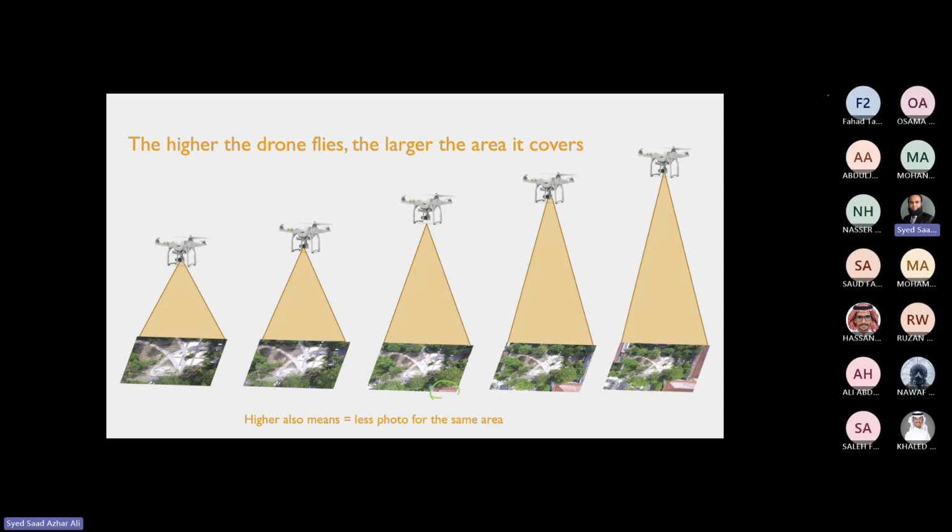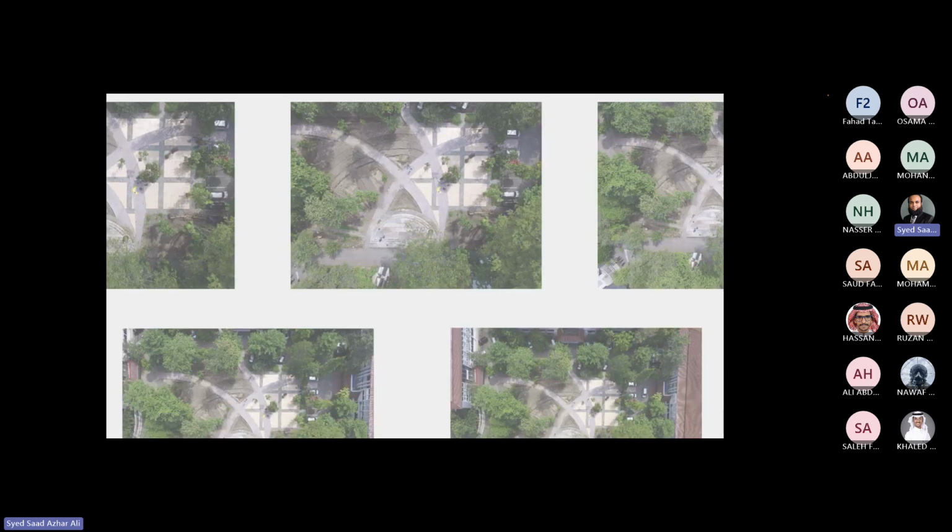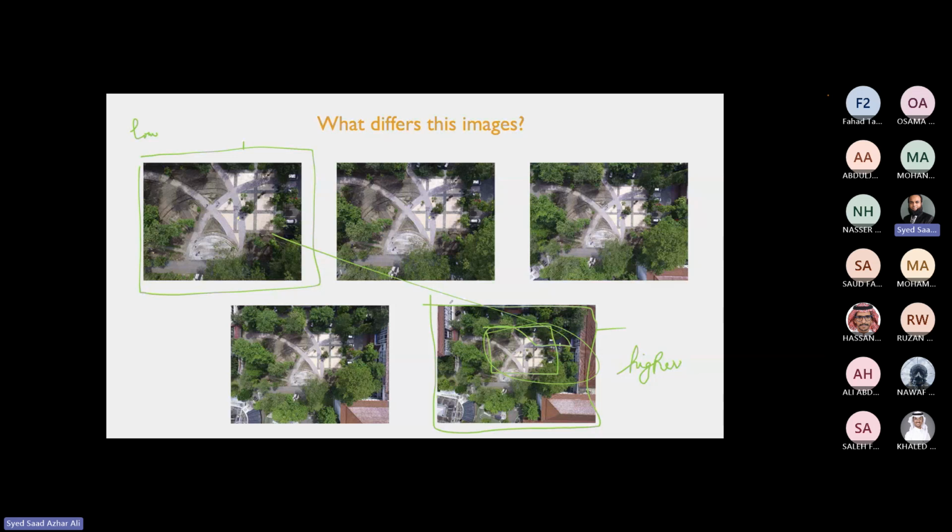Okay, so what is the cost? Higher also means fewer photos for the same area. So if we are using this height, take a look at this image, this is one image covering the whole area. But if we were going for this height, we need at least 1, 2, 3, 4, 5, 6, 7, 8, 9. So closer means we need to take more pictures. Higher, we need to take fewer pictures. So at least one thing we can say is that at high altitude we can take fewer pictures to cover the whole area.